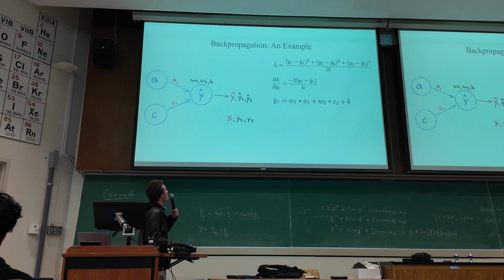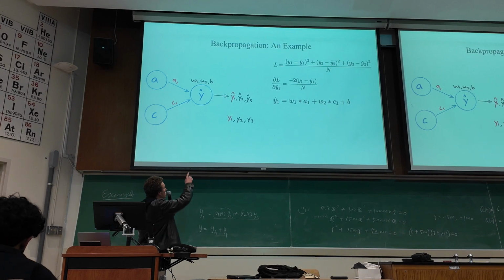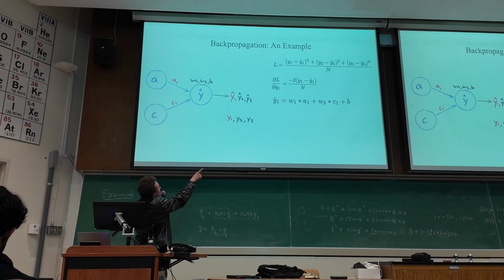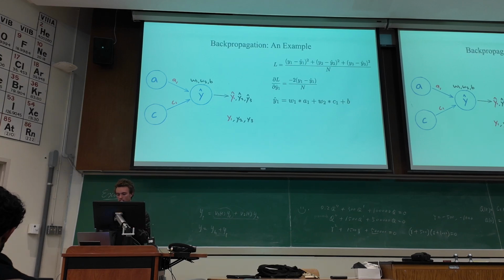Okay, what is y1 hat? y1 hat is a linear function, as we said before. It's just weight 1 times A1, which is the output of the previous node, plus weight 2 times C1, which is the output of the C node, plus some bias. Well, that seems like a pretty easy function to take the derivative of. And if we do, and we take the derivative of y1 hat with respect to weight 1, it's just A1. That's all it is, right?